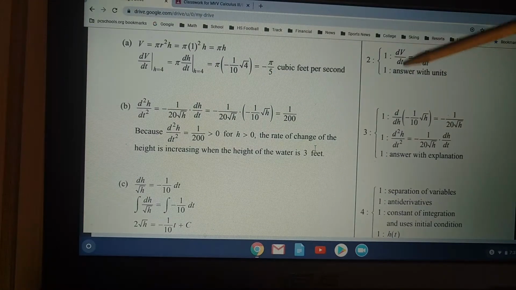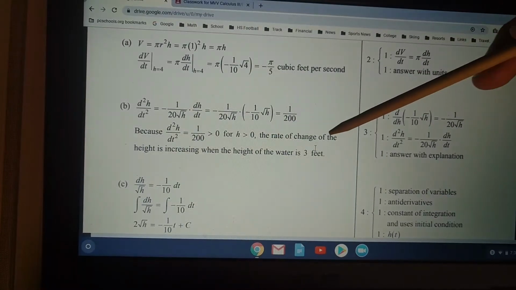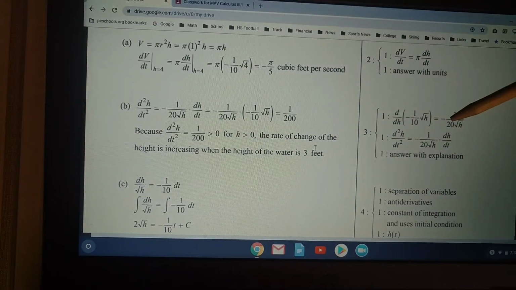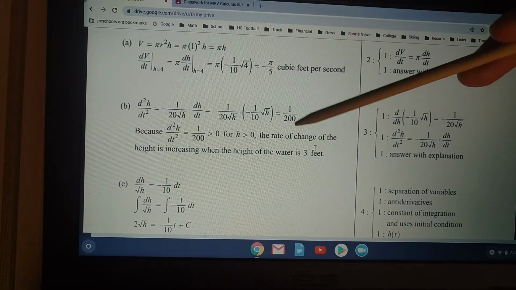And this is where you had to be specific. If you said the height is increasing, that's not true. It's the rate of change of the height. Because what we see is that actually the height at that time is decreasing, I believe. But the rate of change of the height is increasing at the time when the water is 3 feet.